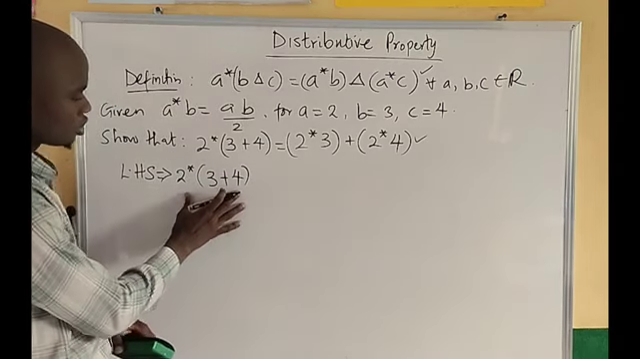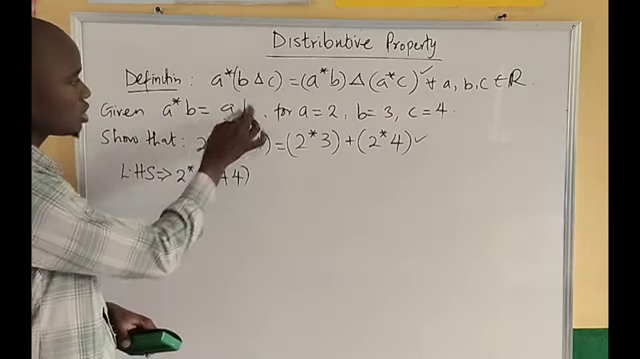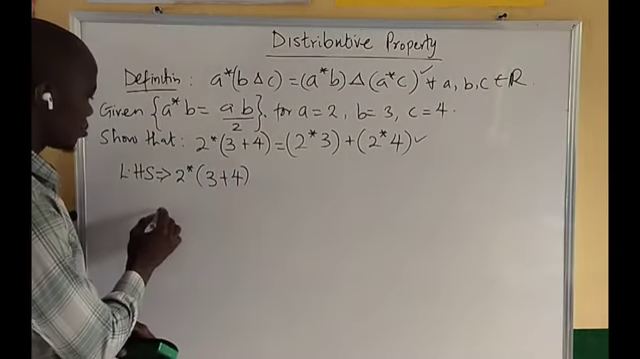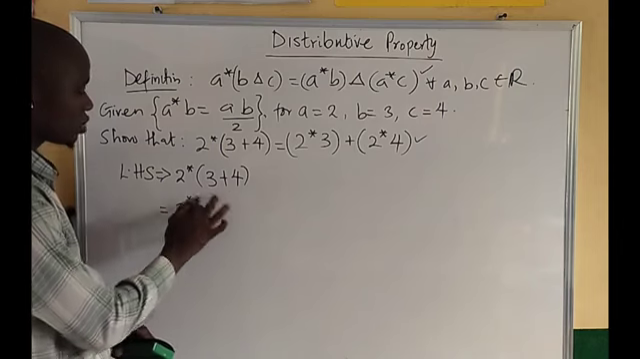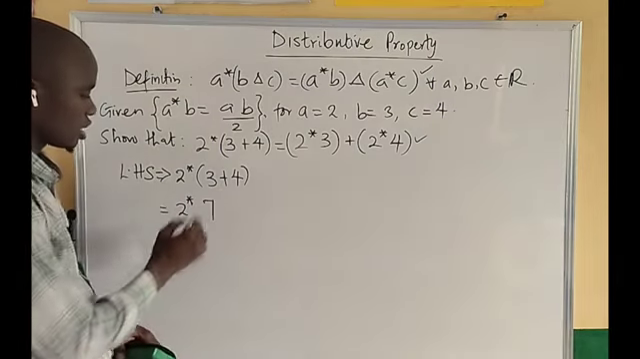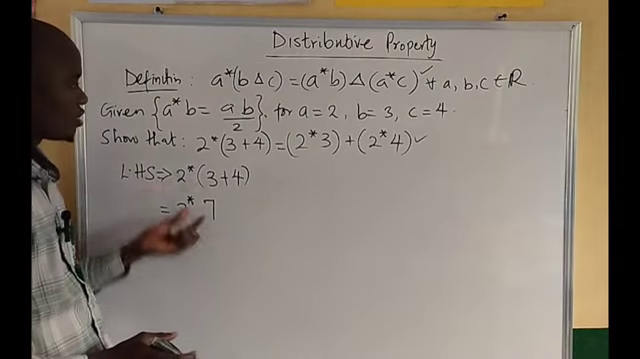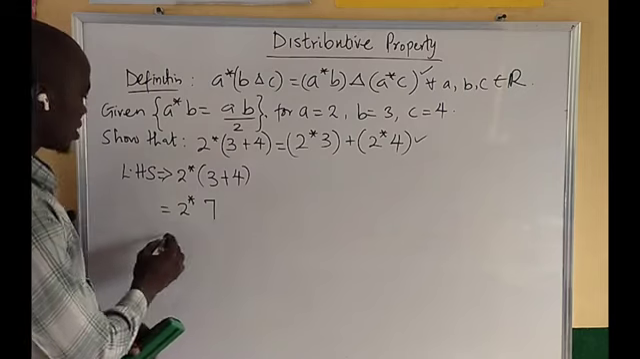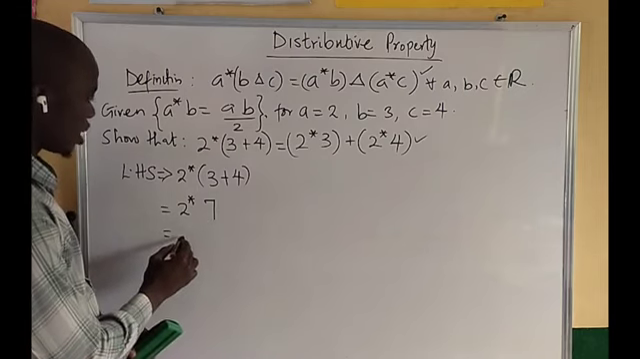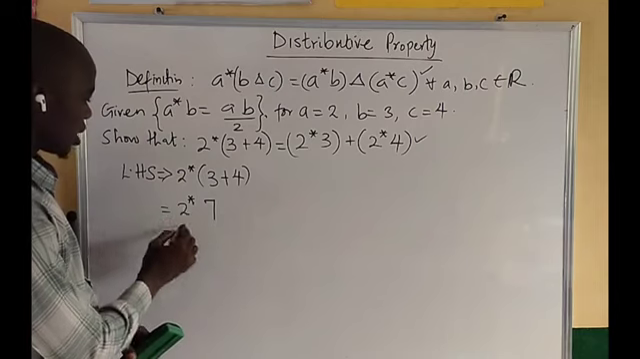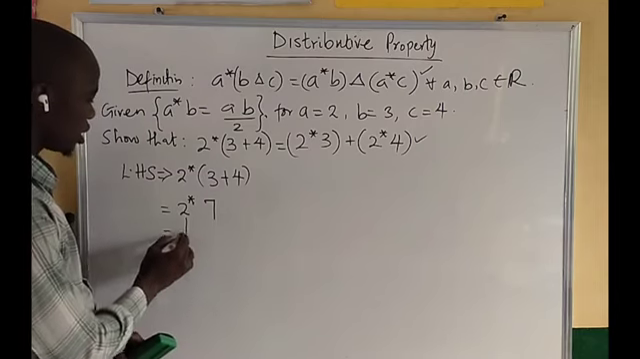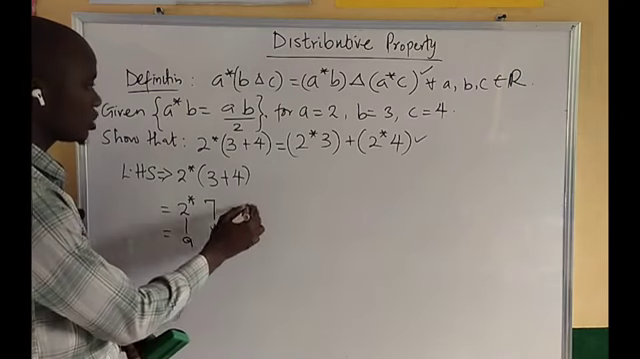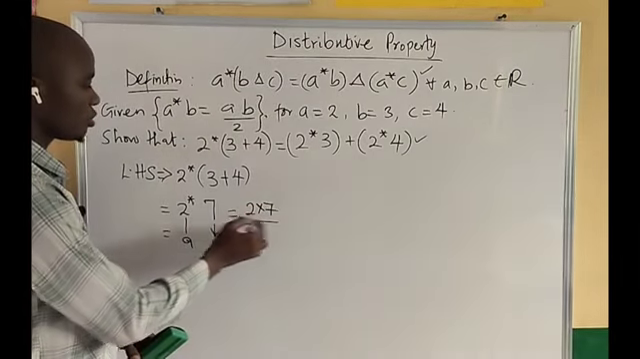So we have to compute this using the definition given here. Now computing this, you can see that we have 2 *, so that 3 plus 4 can actually give us 7. So therefore we are going to use 2 and 7 in this definition given. So now 2 * 7, we are going to have 2 is a and 7 is b. Then over this we are going to have 2 times 7 over 2.